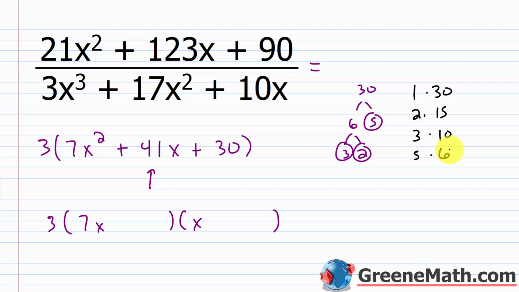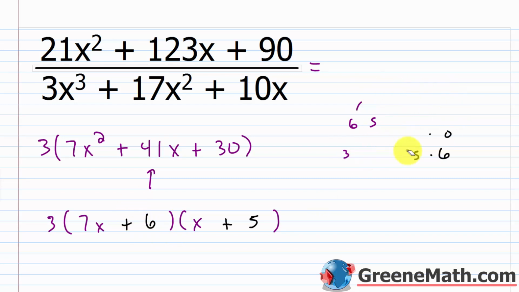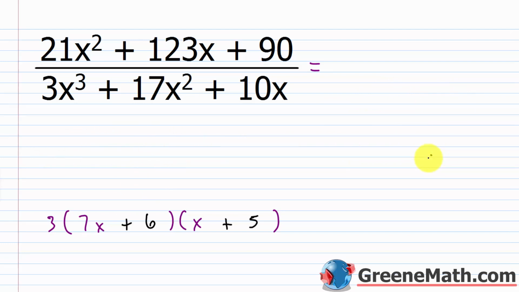And that's basically it. Now, 1 and 30 won't work. 2 and 15 won't work. 3 and 10 won't work. But 5 and 6 would work. 7 times 5 is 35. And 6 plus 35 is going to give me 41. Okay? So that's the factorization there. Let me erase this. I don't need that anymore. So let me see if I can squeeze this in here. Hopefully I can. 3 times the quantity 7x plus 6 times the quantity x plus 5.